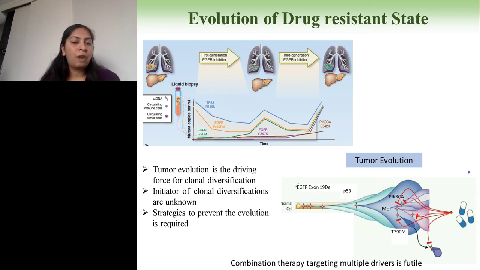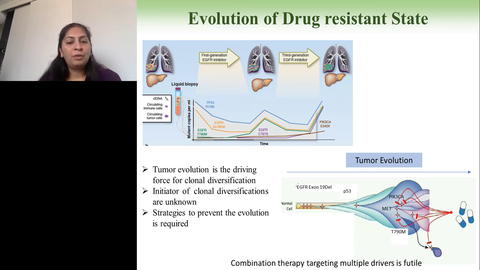And tumor evolution is a driving force of clonal diversification. These readouts that we measure in the liquid biopsy come from the different clones that are present in the tumors. How this clonal diversification initiates is not known, and what the strategy is to prevent the evolution is also unknown. It's thought that since we see various clones which evolve over a period of time, we can target multiple clones. But these resistance mechanisms often happen in the same tumor, and you cannot design a polytherapy to target 5 different clones. It's not favorable in terms of, A, cost, and B, toxicity for the patient.